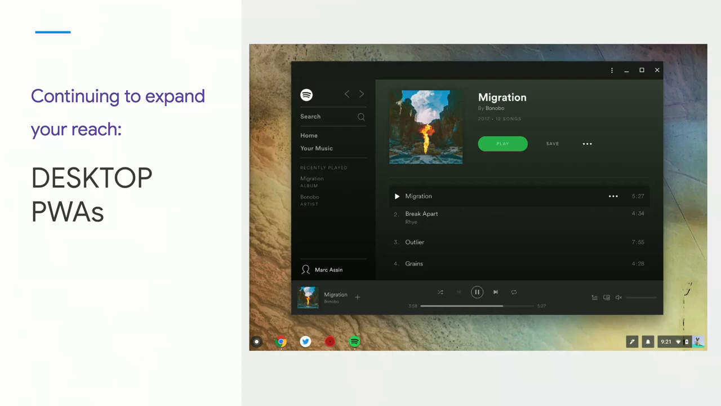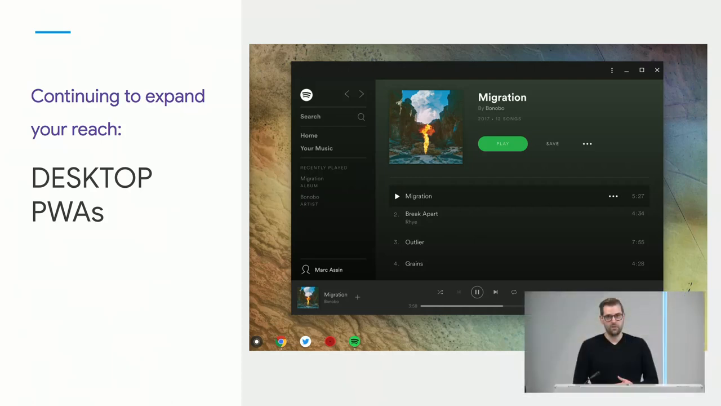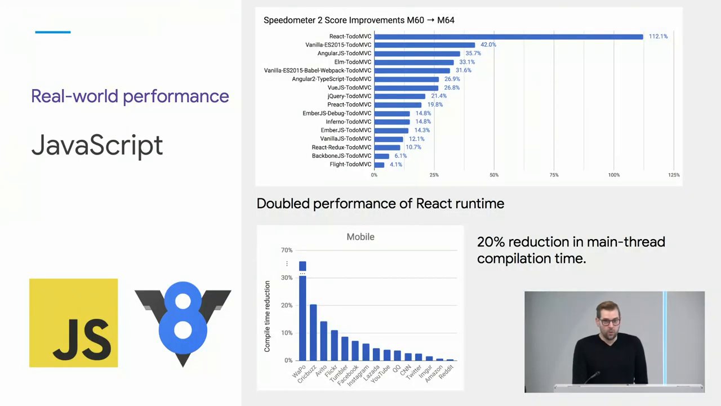Joining our friends at Samsung and Microsoft, we are introducing desktop PWAs for Chrome users, shipping in Chrome 69, or sorry, 68, which is to say it's already out for Chrome OS. And this fall, we'll also be bringing this to Windows and Mac and Linux, not to leave our Linux users off. We've worked heavily to improve the performance of JavaScript.